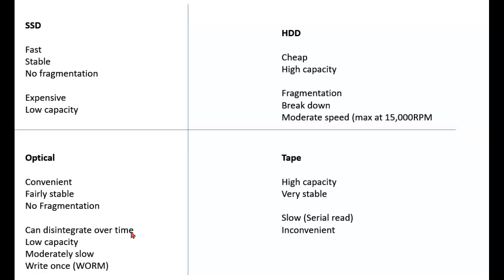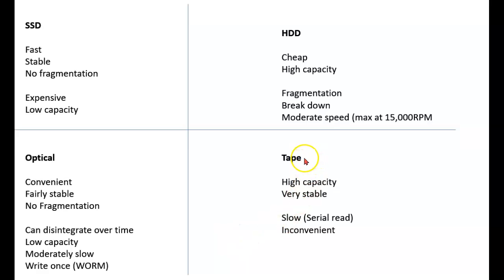In about a year's time, we can expect a DVD or a CD to lose bits of data due to some of the wear inside the disk on the medium itself. They are low capacity. They are moderately slow compared to hard disk drives and SSDs. They're slower, and they tend to be only write once, or WORM, write once, read many. Now, there are rewritable ones, but they are not as reliable.